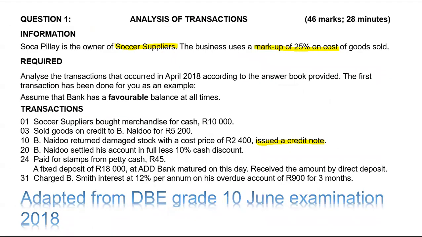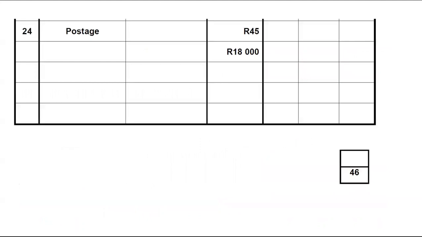On the 24th, we paid for stamps from petty cash, which is 45. So there we will simply debit stationery and credit petty cash. I don't know if anything has been entered for you, because this is postage stamps. They were not specific actually. So they debited postage, so that's why I'm assuming it's postage stamps. Otherwise, I was going to assume it's stationery.